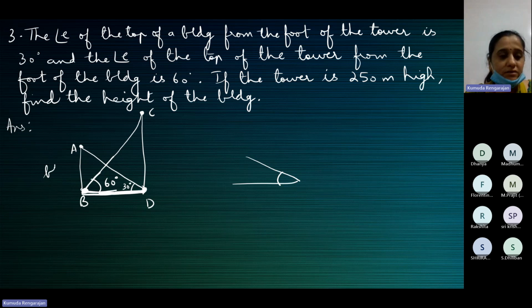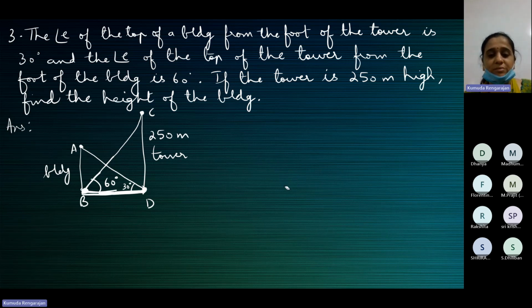Now this is the building and this is the tower. The tower is 250 meters high. Find the height of the building. So for the description, I think by now you know what to write. AB represents the building. CD represents the tower, 250 meters tall. Now we start directly with the triangles. Which triangle will you take first? In which triangle do you have more information? BCD.